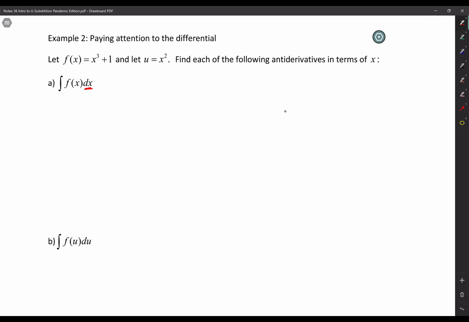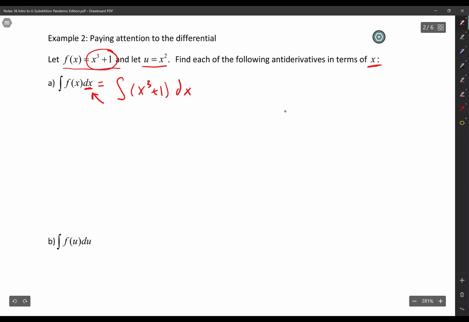So I'm taking the antiderivative with respect to x. They tell me that u equals x squared and that f of x equals that. I'm just taking the antiderivative and I want it to be in terms of x. So letter A is nothing. It's not a big deal. Letter A is just what we've always been doing. F of x is this function. So I'm just going to write x cubed plus 1 dx.